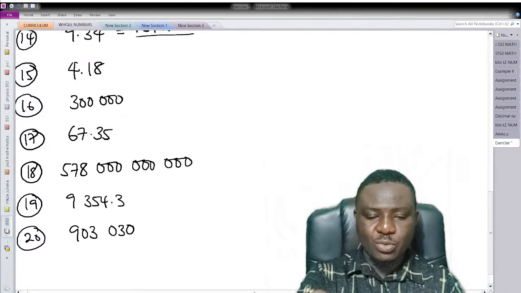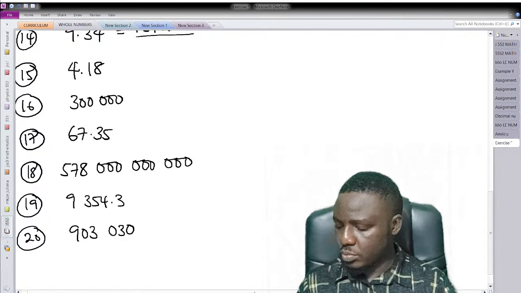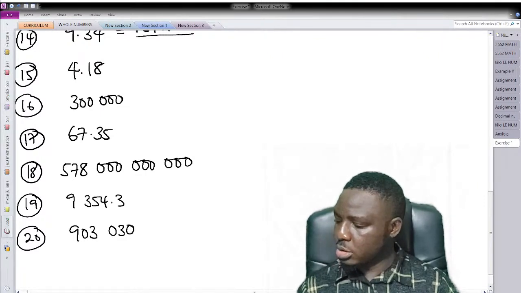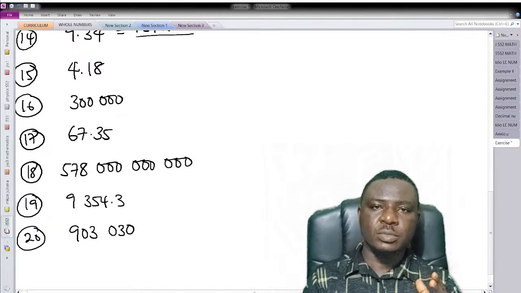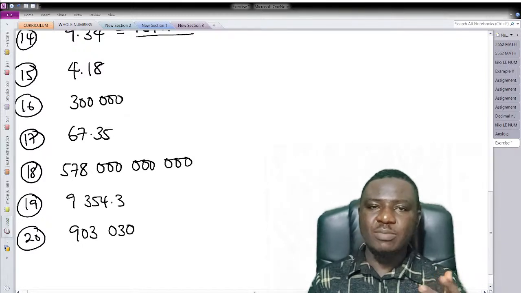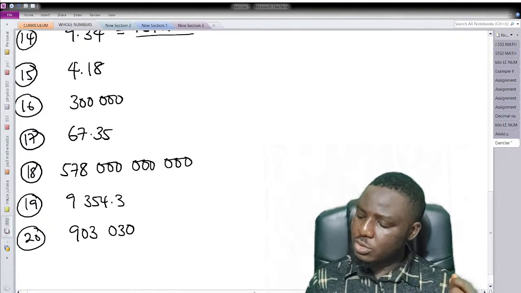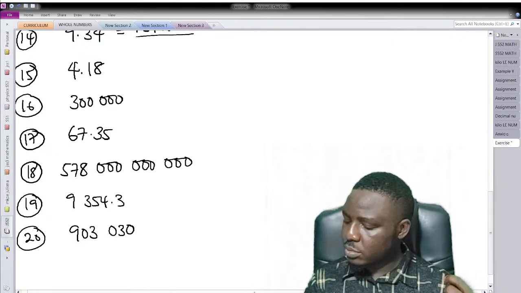Miss Ebon, I'm still waiting for you. I would like us to finish all on conversion of whole numbers to standard form, so that in our next class we shall look at decimal fractions to standard form, or decimal numbers, how we can express them in standard form.